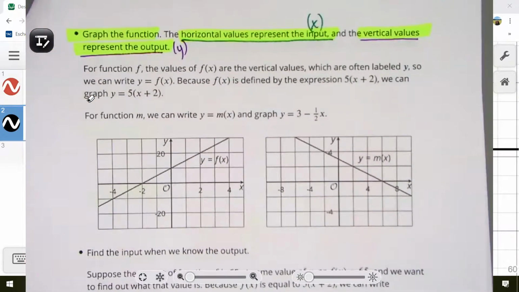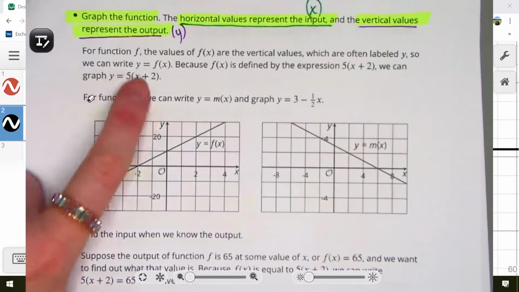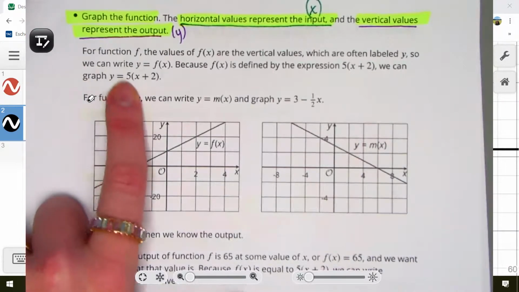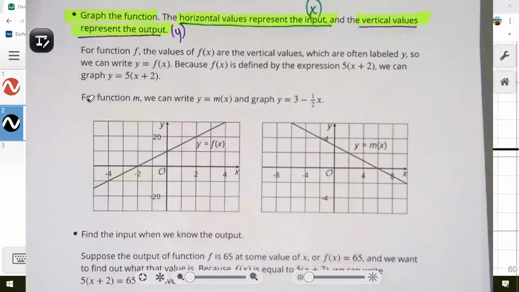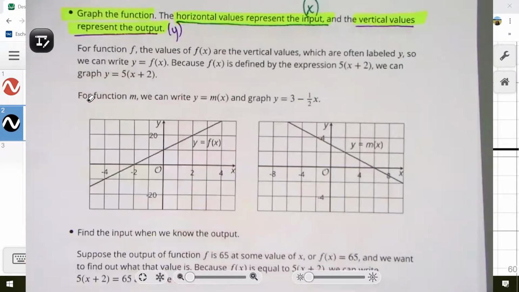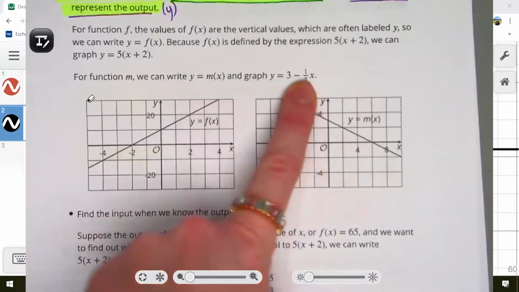All right, for function f, the values of f of x are vertical values, which are often labeled y. So we can write y equals f of x because f of x is defined by the expression 5 times x plus 2. We can write the graph using what we know about linear equations. That's what I was saying earlier. If you just want to think of a function by replacing that f of x with a y like we've always done, it's kind of easier to graph it.